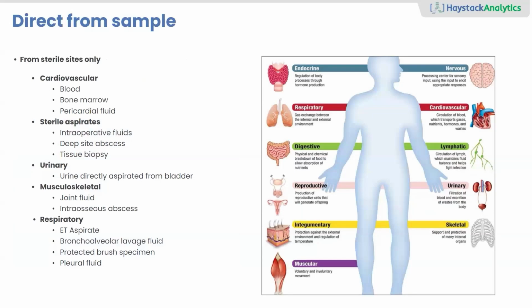So we take samples from different sites. We take blood, bone marrow, pericardial fluid, pleural fluid, intraoperative tissues, deep tissue abscess, tissue biopsy from bladder. We take even directly from the suprapubic bladder, musculoskeletal joint fluid, intra-abscess. Respiratory samples we have now limited to BAL sample only and pleural fluid. We have not started ET aspirate or sputum aspirate or urine samples, because then there will be commensals, and the interpretation will be a little more difficult.